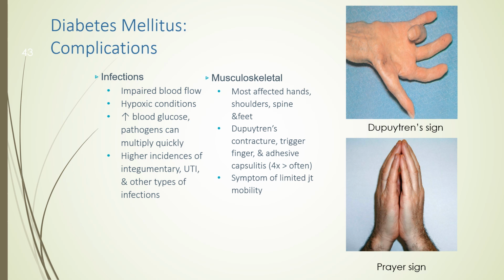Trigger finger is also known as stenosing tenosynovitis and is a condition characterized by the inflammation and narrowing of the tendon sheath in the finger or thumb, leading to difficulty in smoothly extending or flexing the affected digit.